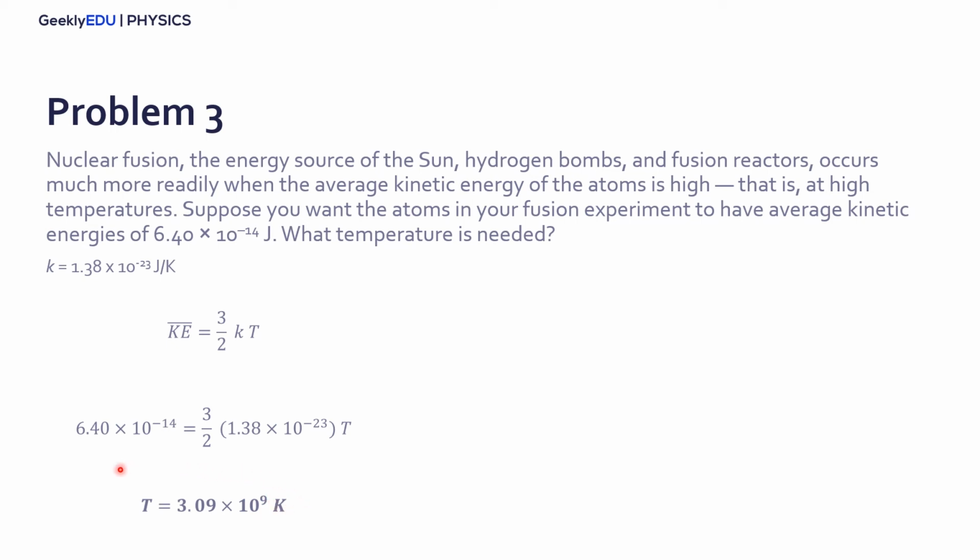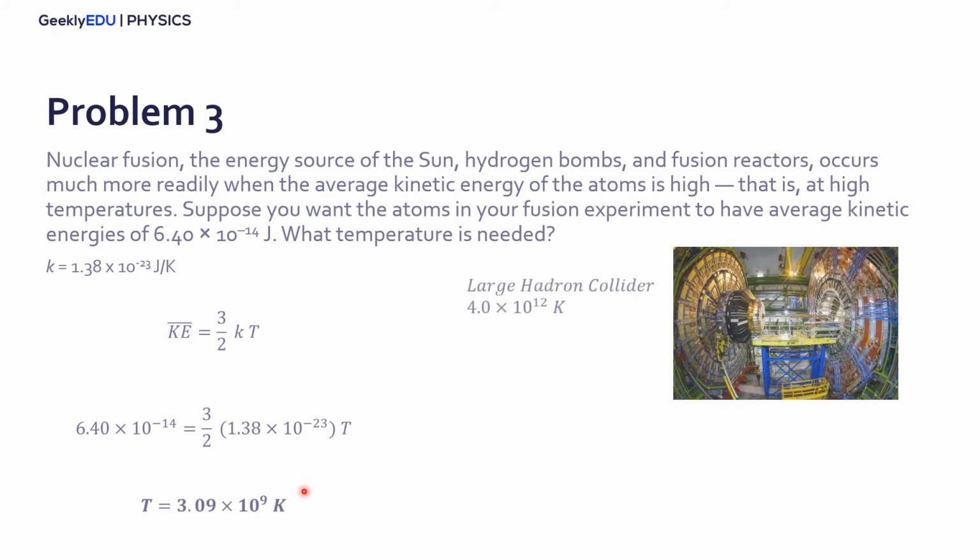If you think about it again, it's a very, very high temperature. But we actually achieved higher temperatures in the Large Hadron Collider. We could achieve, by colliding two particles, a temperature of 4 times 10 to the 12 Kelvin. So it's much higher than this temperature here. So it's not impossible, okay?